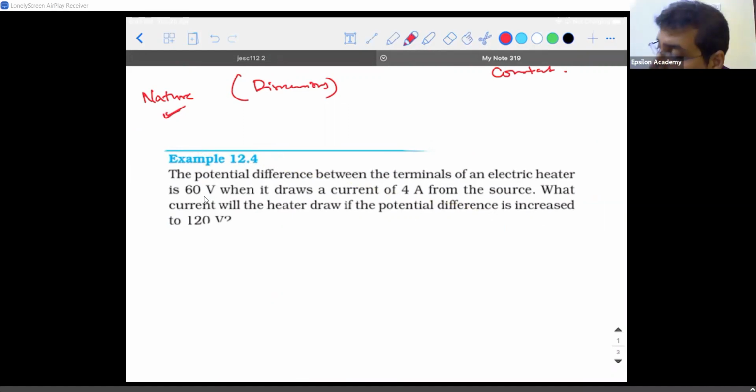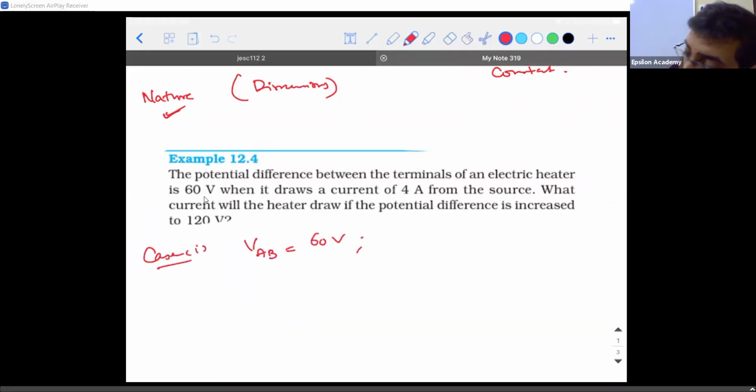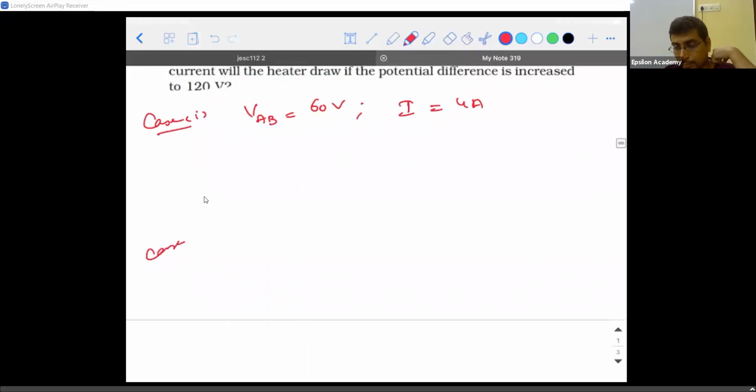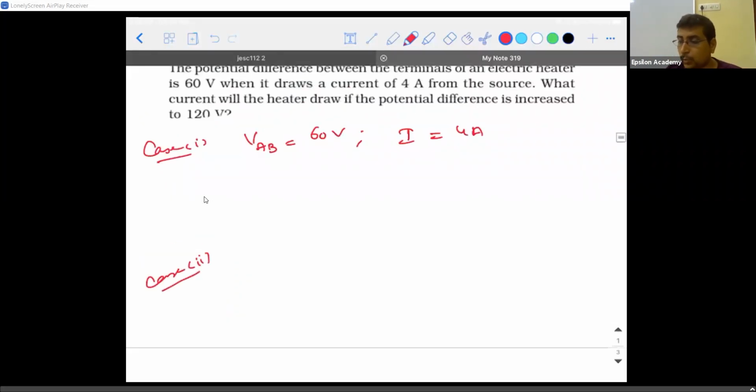So there are two cases here. Case 1, potential across the heater is 60 volt. Current it draws is 4 ampere. Now in case 2, what is happening? Potential across AB has got increased to 120 volt. Now they are asking what will be the current. Can I say the current will also get doubled? Potential difference is getting doubled. Will current also get doubled?